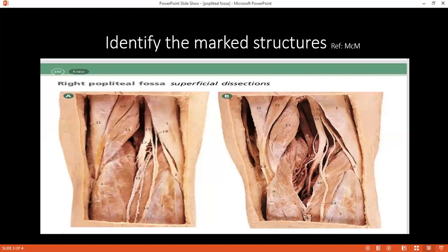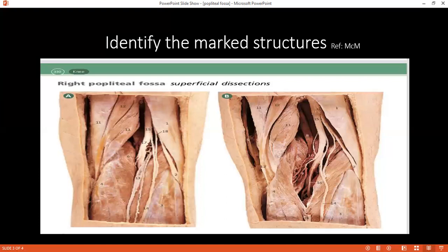Good. How would you confirm your diagnosis? To confirm my diagnosis, I want to do an X-ray of knee joint, and then MRI, CT, and most importantly, the clinical examination.